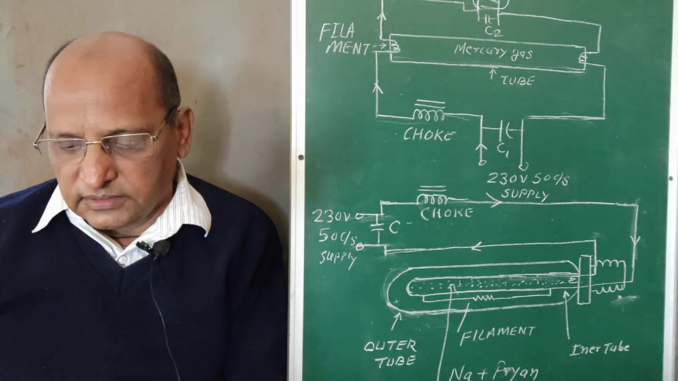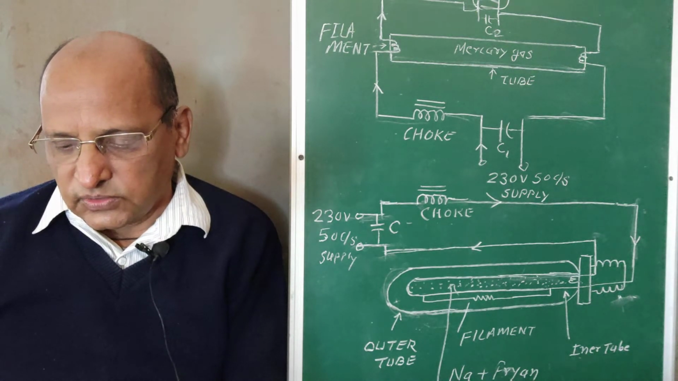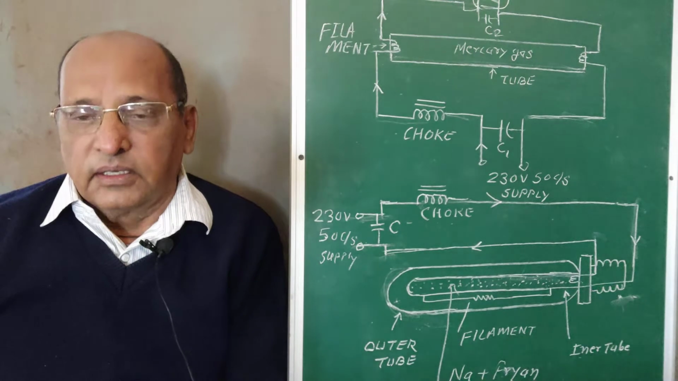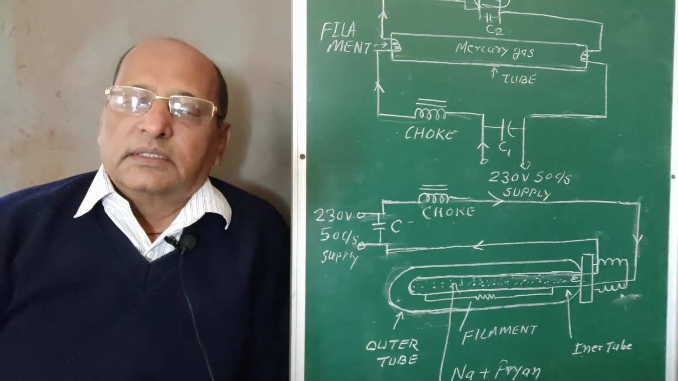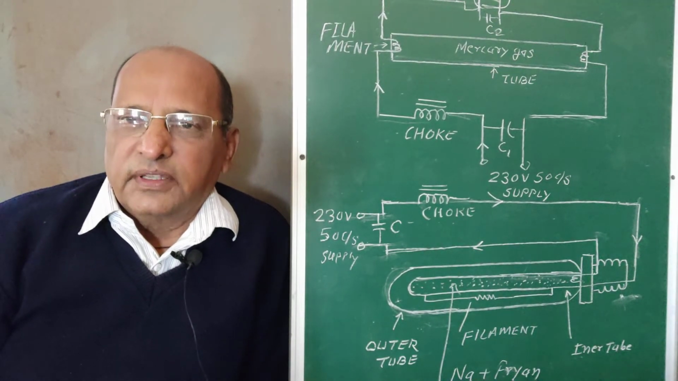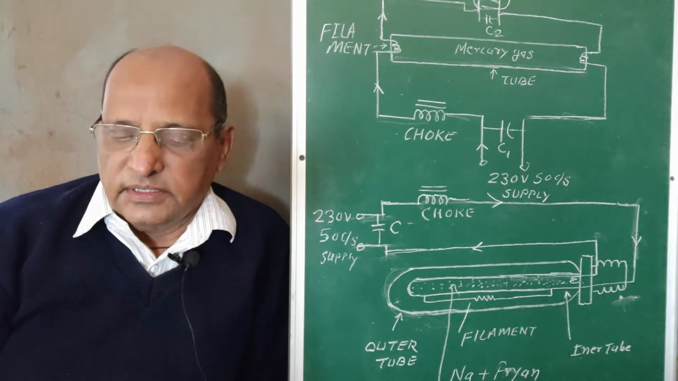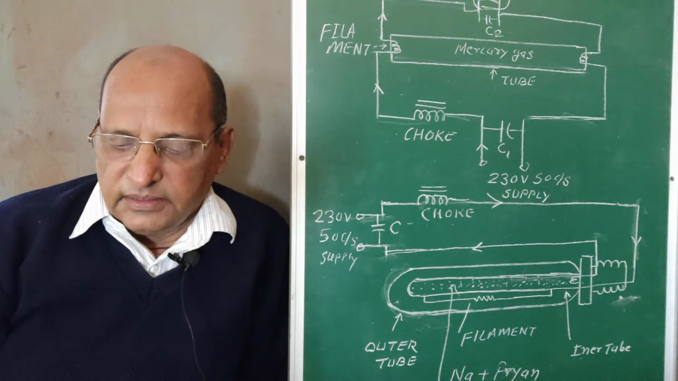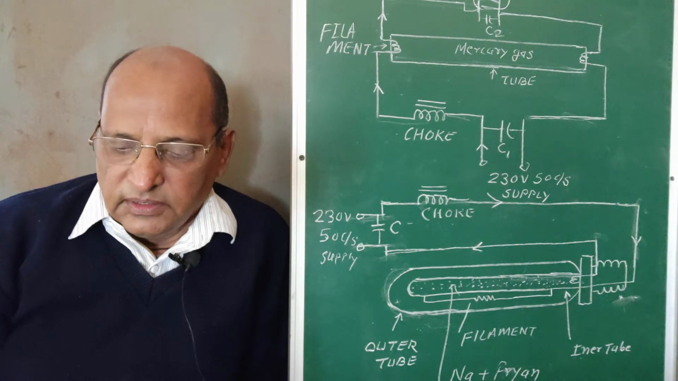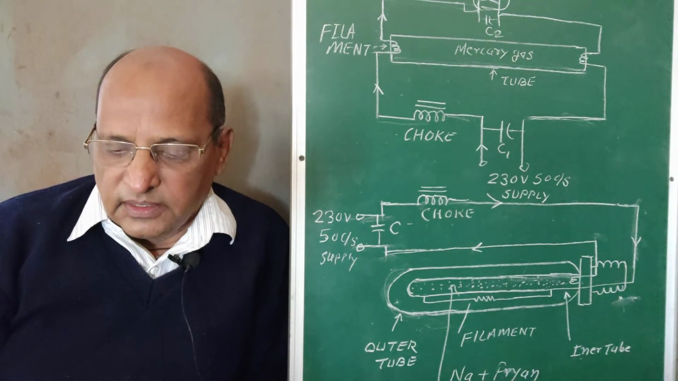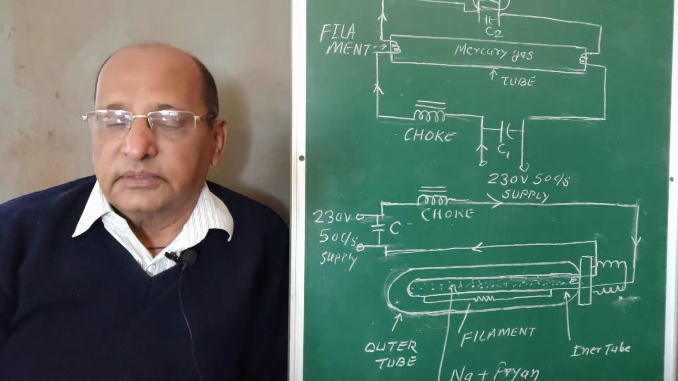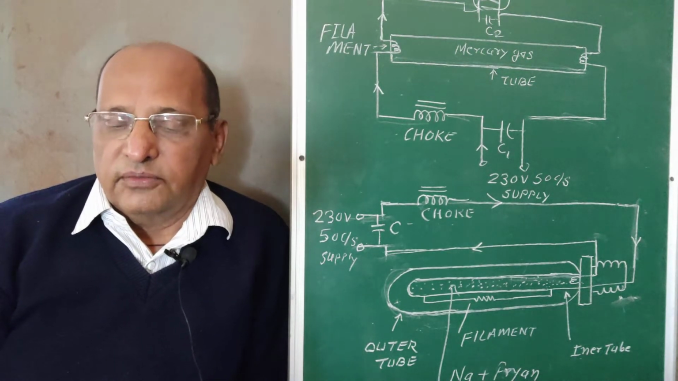When the light emitted by a source falls on a surface, it illuminates the surface, and its intensity is given by a term E, the intensity of illumination. Its unit is lux. So these are the basic definitions related to illumination.